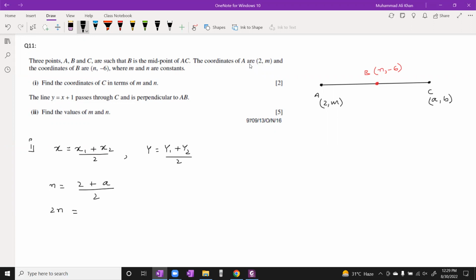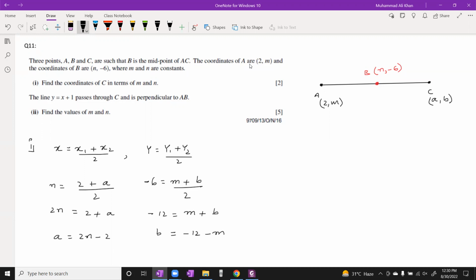2n equals 2 plus a. And what is a? 2n minus 2. Any confusion? Clear? What is y? Minus 6 is y equals, what is y1? m. What is y2? b divided by 2, minus 12 equals m plus b. And what is b? Minus 12 minus m. Any confusion? So these are the coordinates of C in terms of m and n.